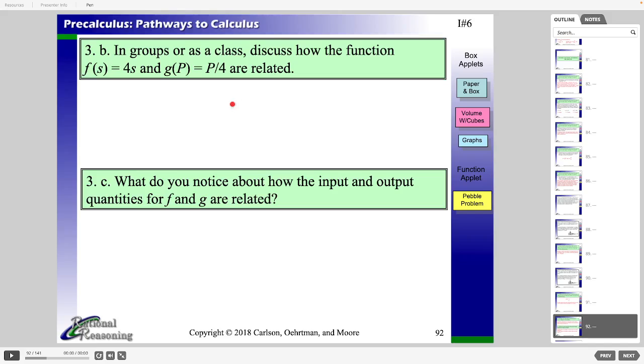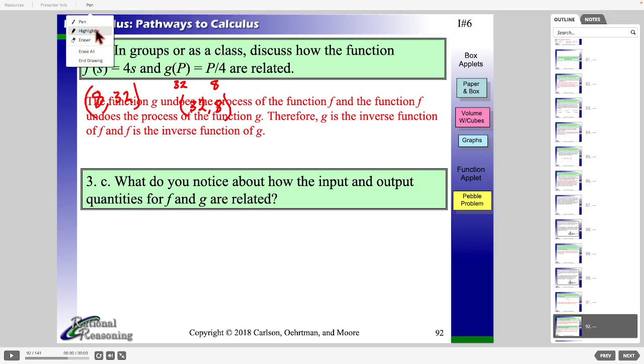So they're related because they're inverses. And again, you can think your way through it. What do you notice about how the input and output quantities for f and g are related? Well, they give us ordered pairs, and for f, the input, say, was 8, a side length of 8. The output would be 8 times 4 is 32. Over here, this inverse function, the input would be 32. The output would be 8, and so we get an ordered pair 32, 8. So notice how the ordered pairs just swap. Change places, really. That's what an inverse does.